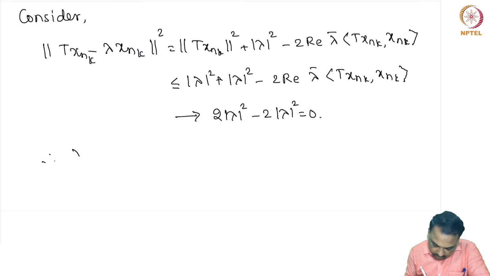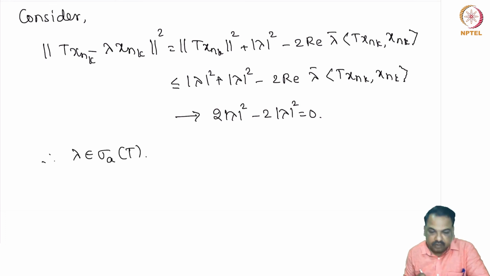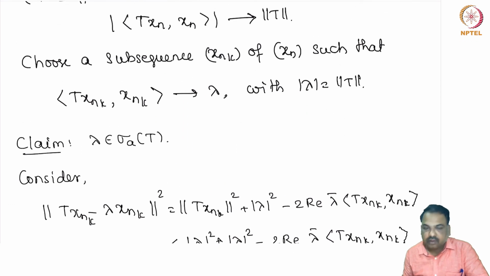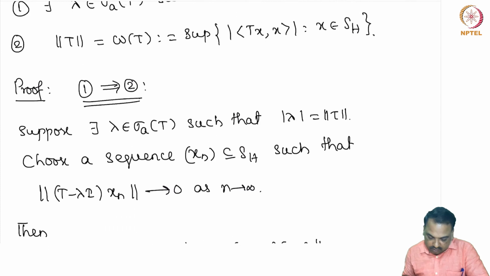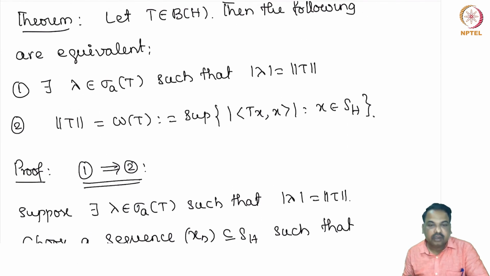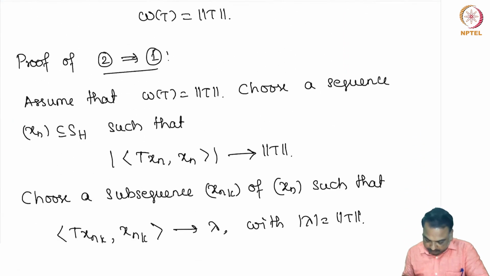So therefore we can conclude that lambda is in the approximate point spectrum of T, and we know that mod lambda is equal to norm T already. So from this we can conclude that there exists a lambda in the approximate point spectrum of T such that mod lambda equals norm T.